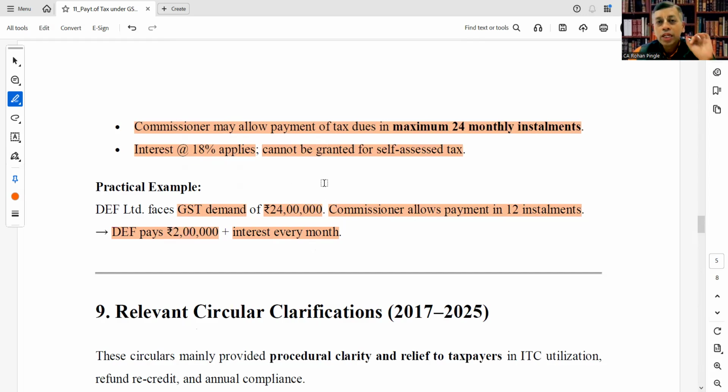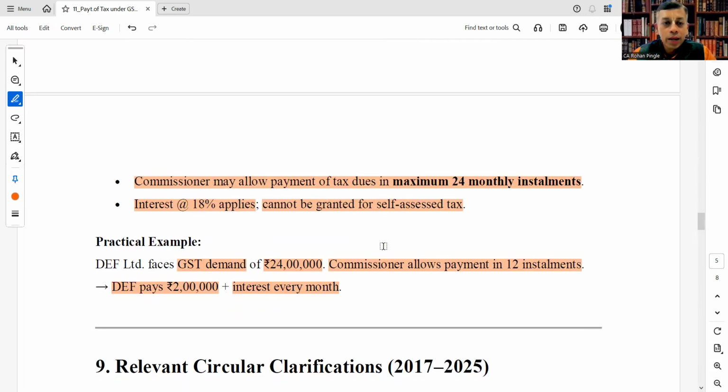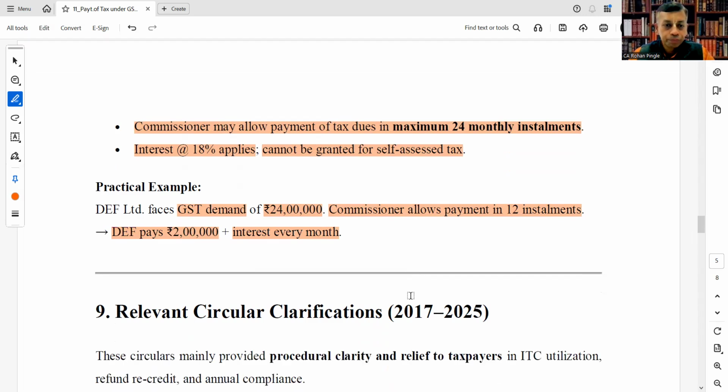But this provision is not granted for self-assessed tax. You need to pay your self-assessed tax completely. You cannot pay it in the mode of installments. Please keep in mind, this payment in installments option is only available whenever you are facing any issues, whenever you have received a demand and the liability is huge. Then you can request the commissioner, and the commissioner allows you to pay it in installments, but at the rate of interest 18% per annum.